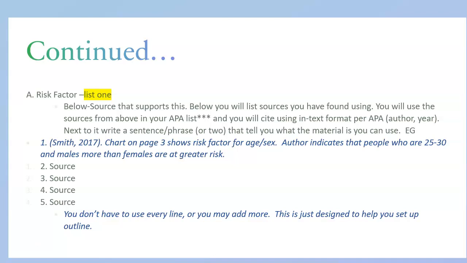So if this risk factor were age, it says on the chart on page 3 shows risk factor for age and sex. Author indicates people who are 25 to 30 and males more than females are at greater risk. So there are 5 lines here in case you have 5 sources for a risk factor. We're at the beginning of the semester, so you might only have 1. You might not have any. So you use the ones you have.